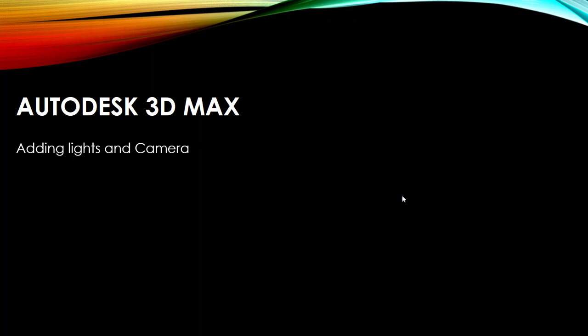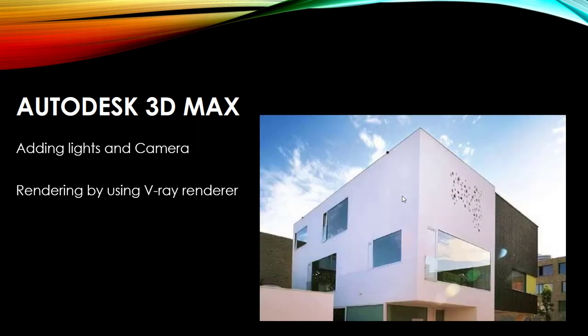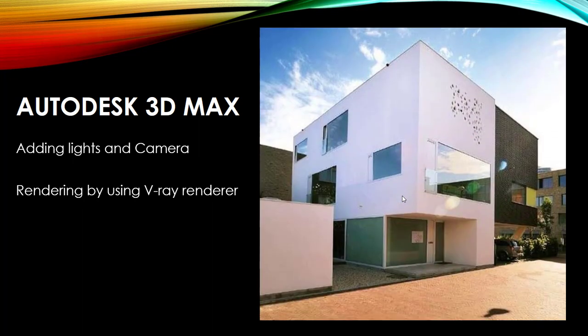And the final part will be rendering by using the V-Ray renderer. Rendering is like directing how to produce a photo as the result, the output of your project. So we will look to give a picture like this one, which contains realistic light. The camera is set in the right position, giving a realistic view.